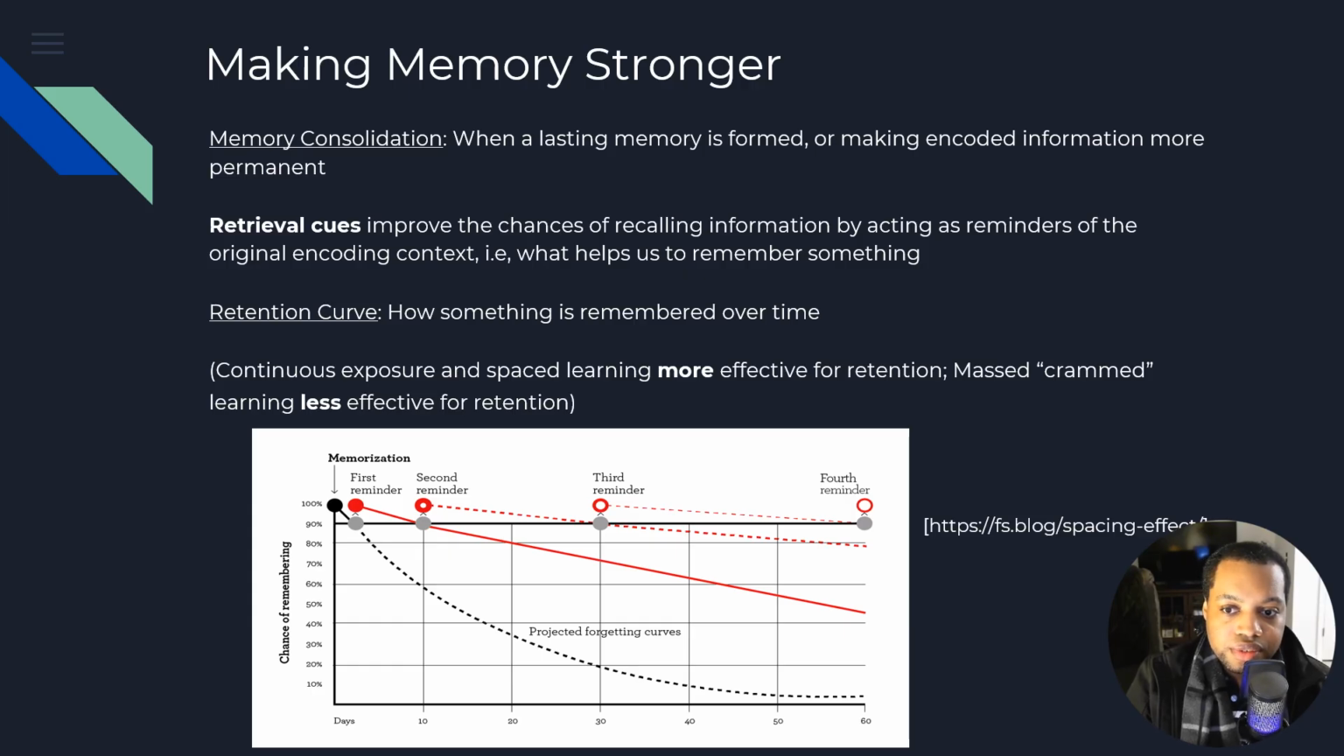The retention curve is how something is remembered over time. You can see at the bottom a graph that depicts what is the forgetting curve, also known as the Ebbinghaus forgetting curve. Over time, as we are continuously exposed to the same material, we are reminded of the same material, we tend to remember more at each moment in time that we are reminded. So it suggests that continuous exposure and spaced learning is more effective for retention.